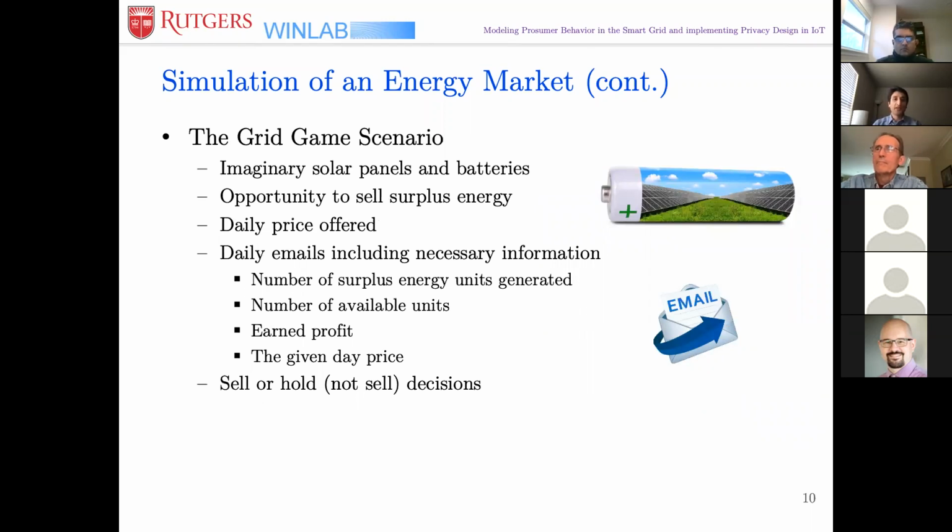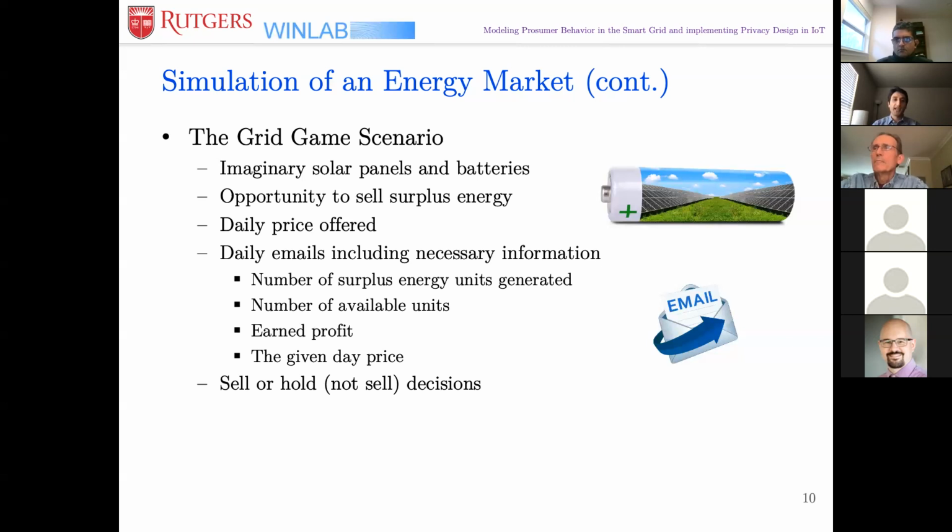The framework for the study was a simulated smart grid scenario in which participants acted as prosumers. They were asked to imagine that they had solar panels installed on their property, a battery system to store surplus energy generated by their solar panels, and a means of selling their surplus energy back to the power company for a profit. Each day, subjects were given the opportunity to sell some or all of their surplus energy that they had accumulated in their storage system.